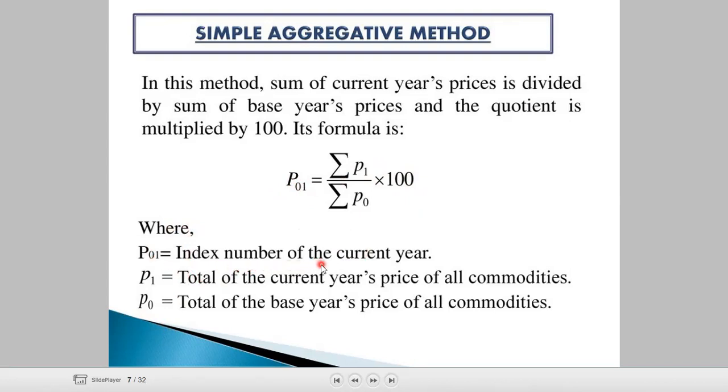P01 stands for the index number of the current year. P1 stands for the sum of the current year price of all commodities. P0 stands for the sum of the base year price of all commodities. So let us use this formula in one numerical question so that it becomes easier for us to understand.